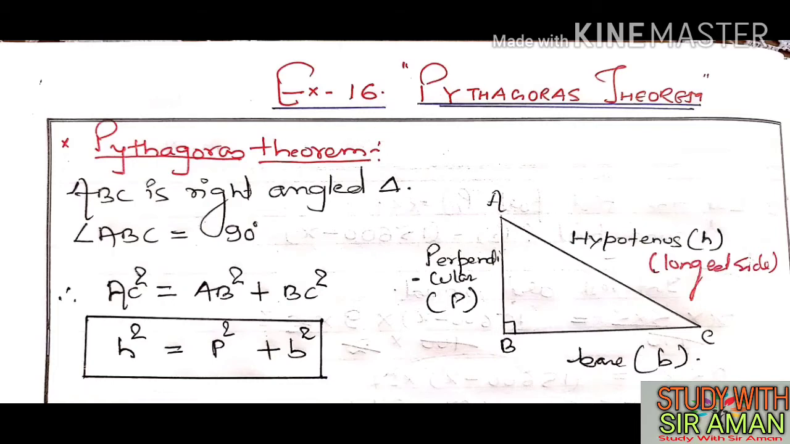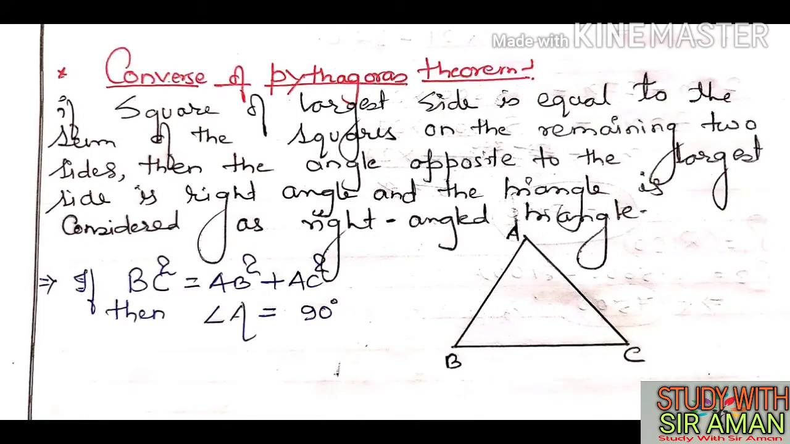Okay, now second, converse of Pythagoras theorem. Converse means opposite of Pythagoras theorem. Okay, so how to understand this? You see 16, 12 and 20, three sides are given in a triangle, and I am asking whether it is a right angle triangle or not.